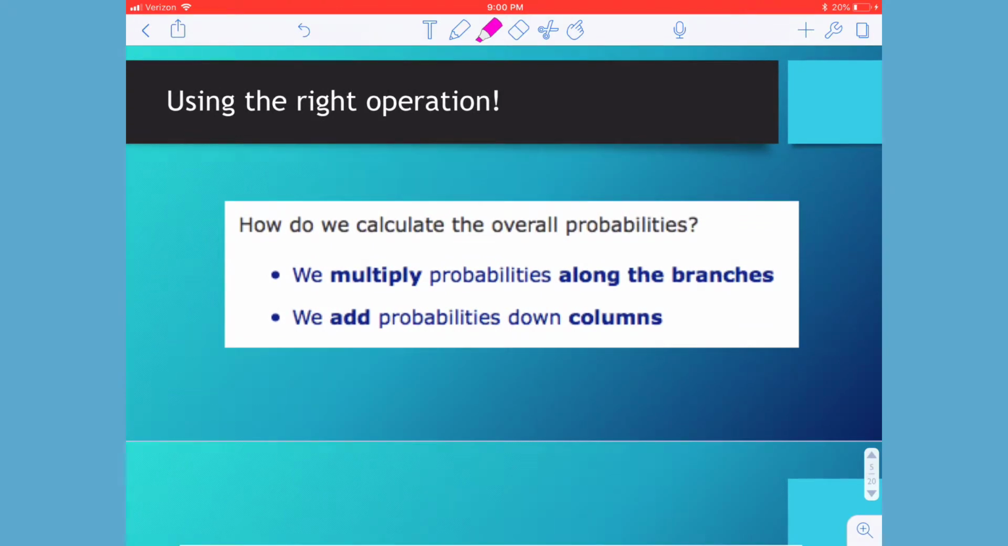So how do we calculate the overall probabilities? Well, we always multiply along the branches and we add when we go down. So moving in this direction is multiplying. Moving in this direction is going to be adding.